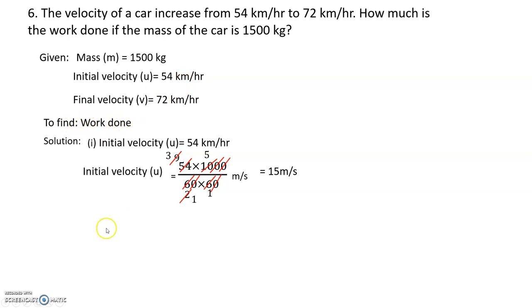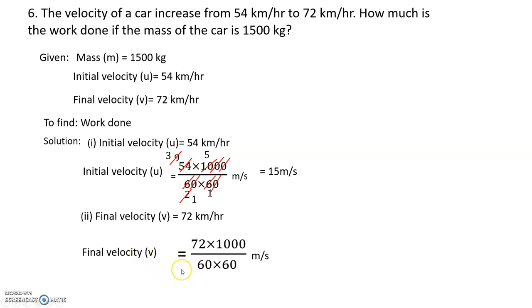In the same way, final velocity. We have to convert it into meters per second. So now let's reduce it. The zeros get cancelled. Now 6 into 12. Now this 6 and 12 can be reduced further. Now we have denominators 1. So 2 into 10 will be 20 meter per second. So we have got the initial velocity as 15 meter per second and final velocity as 20 meter per second.